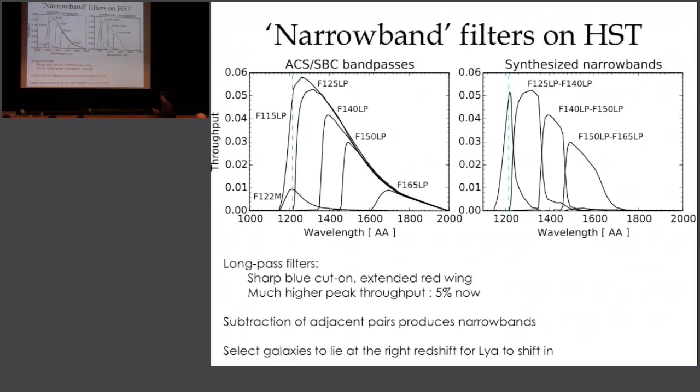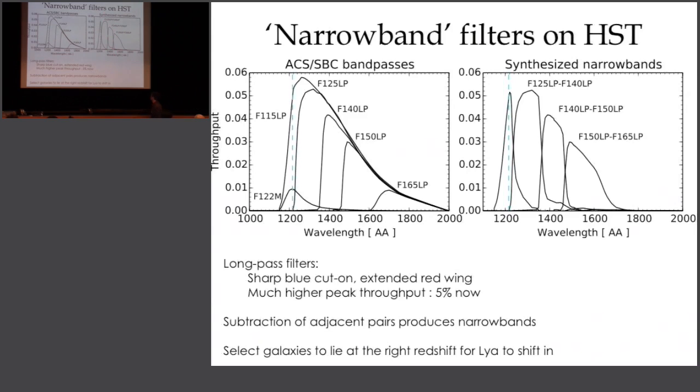And what we realized was that if you take individual pairs of these filters, like this one minus this one, or this one minus this one, you release reasonably narrow, synthesized narrowband filters that you can capture Lyman-alpha with. The advantage of doing this is that the narrowband that you release ends up having a reasonably nice shape. They cut on, they go up very quickly, they kind of flatten top, and they fall quickly.